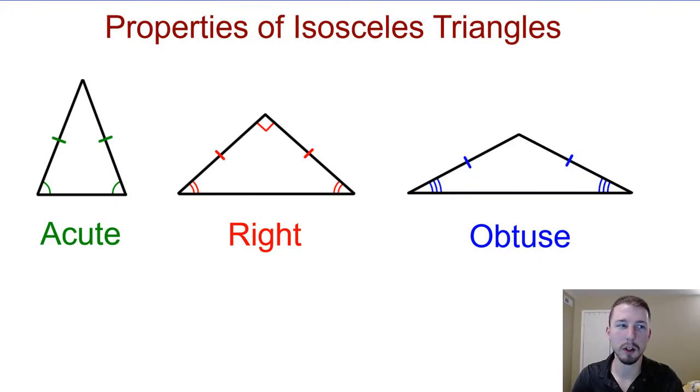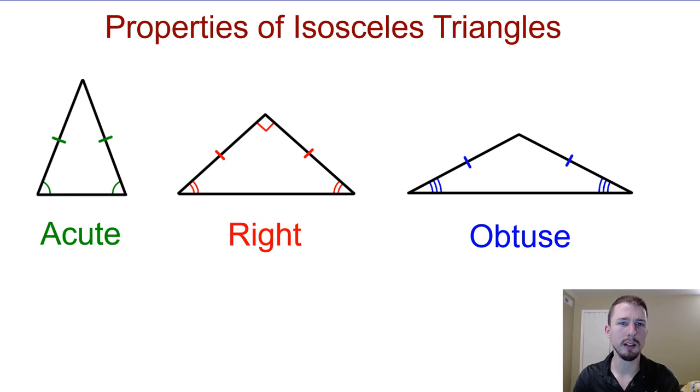Hey guys, welcome back. We're going to move on to our next topic, which is special right triangles. We're going to have two different ones. One's an isosceles right triangle. The other is half of an equilateral. So we have a 45, 45, 90 and a 30, 60, 90. That's what we're going to be learning the next 2 days.